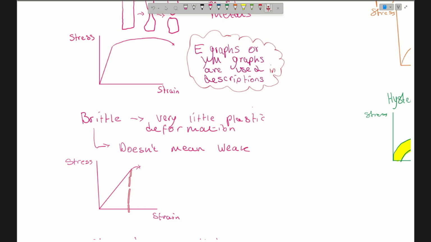So as we can see by the graph, we've got a larger area of proportionality and a very small area of plastic before it breaks.